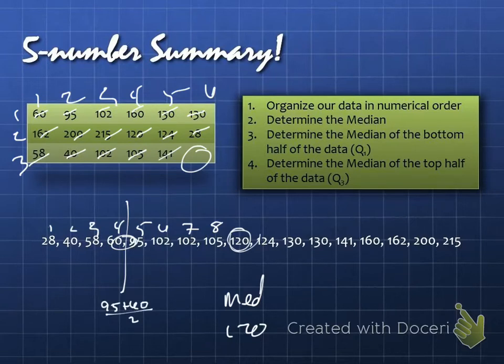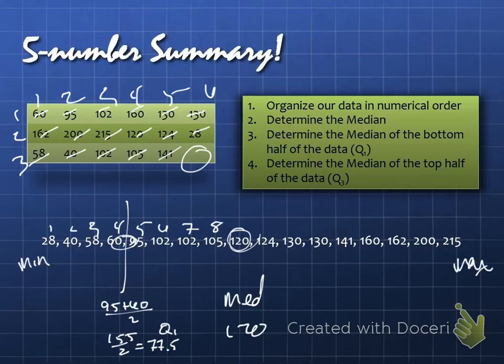So this is going to be 155 divided by 2, which should give us 77.5. And this is our Q1, right? Obviously, this is our minimum. This is our maximum.